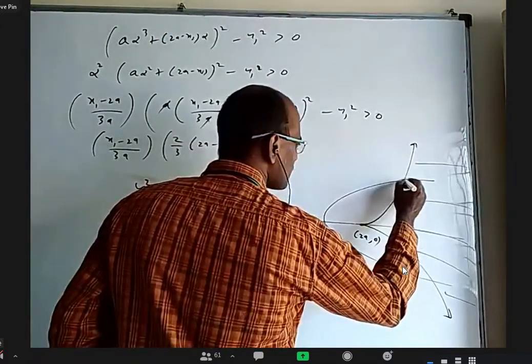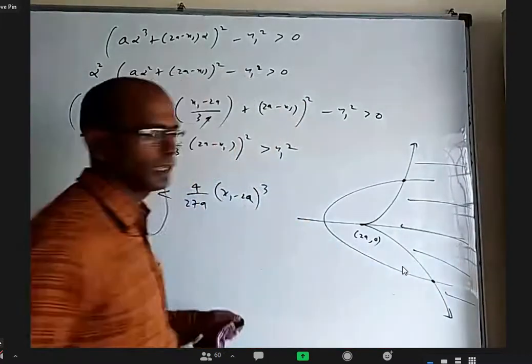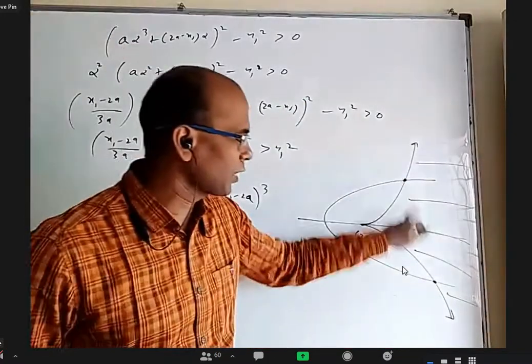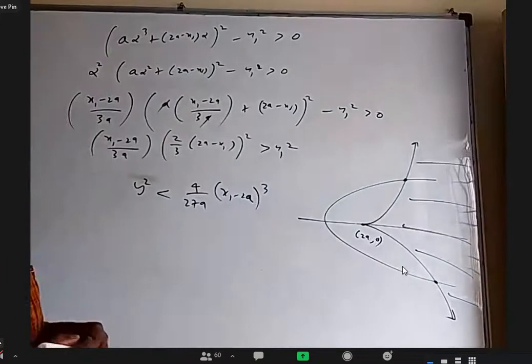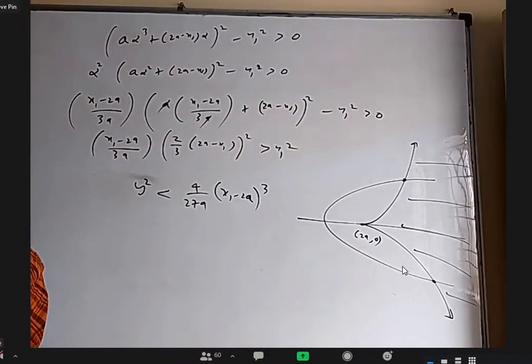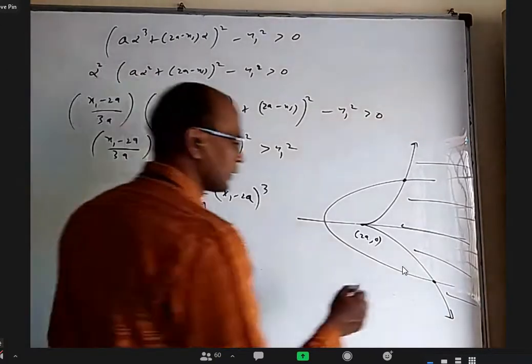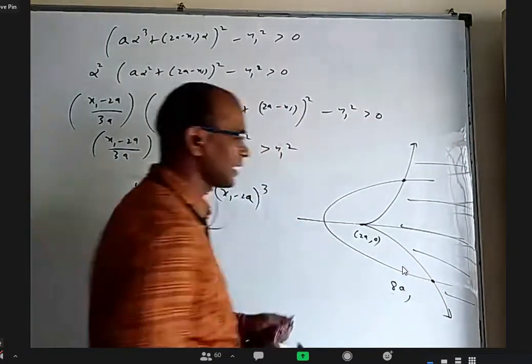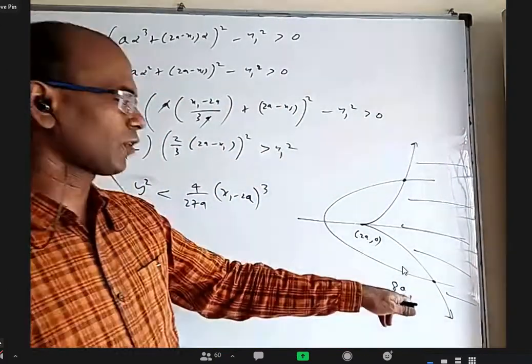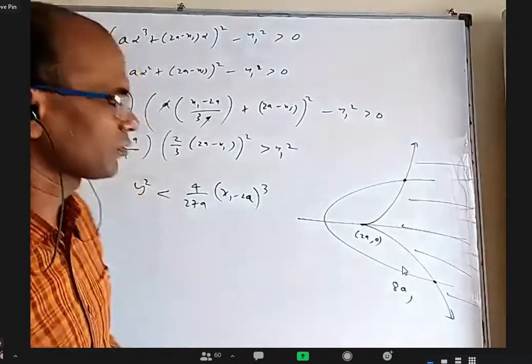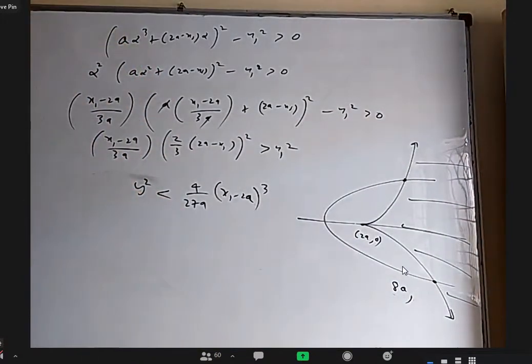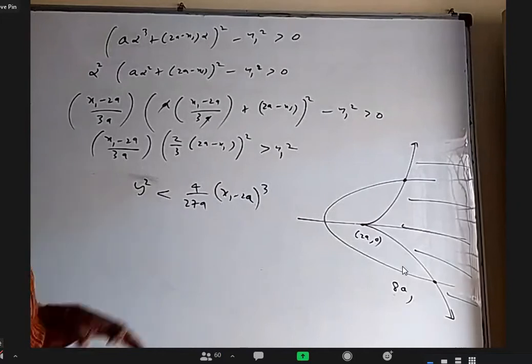In fact, exactly what is this point and what is this point? Anybody would like to guess what these points' coordinates will be? 8a comma 0 and 8a. Yes, exactly, 8a. I said any normal, if it intersects the parabola again at one more point, what is the least value of that? It is at 8a. Even if you try to solve with the parabola also, it will come.